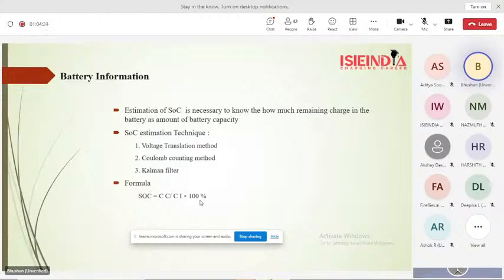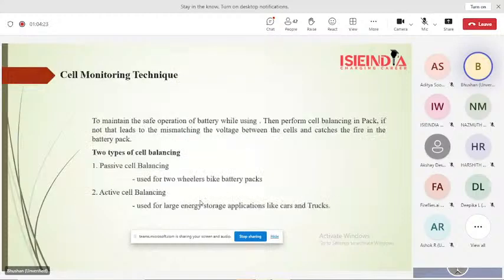And the cell monitoring technique. Why do you need to do cell monitoring? Because if there is a mismatching voltage between two cells, there will be a problem. So what do you do with this problem statement? We need to charge or discharge the cell. So these are the two ways of cell balancing technique.